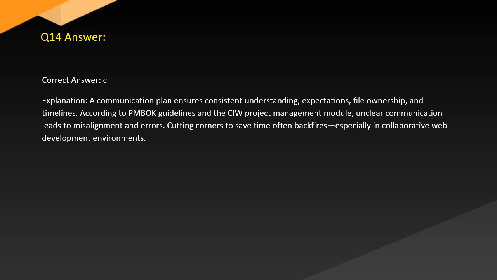Answer. Correct answer: C. Explanation. A communication plan ensures consistent understanding, expectations, file ownership, and timelines. According to PMBOK guidelines and the CIW project management module, unclear communication leads to misalignment and errors. Cutting corners to save time often backfires, especially in collaborative web development environments.